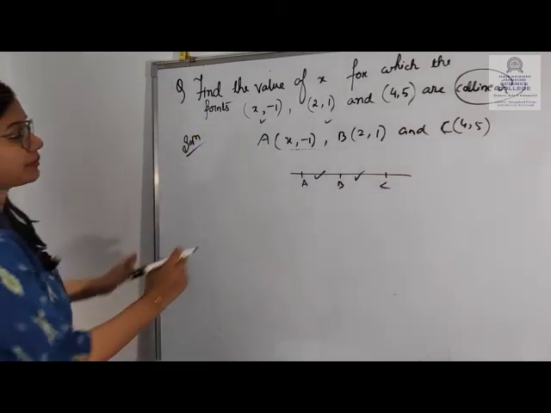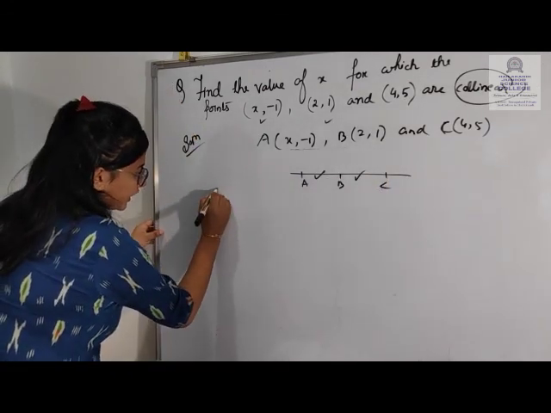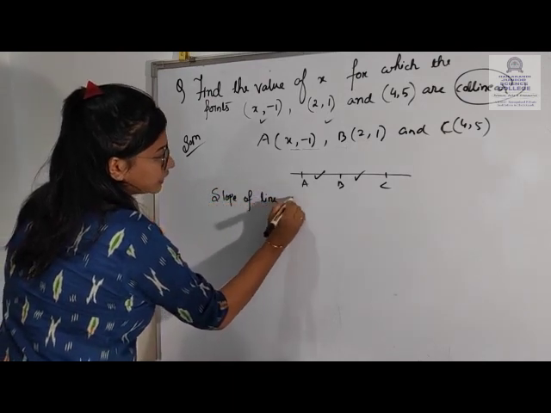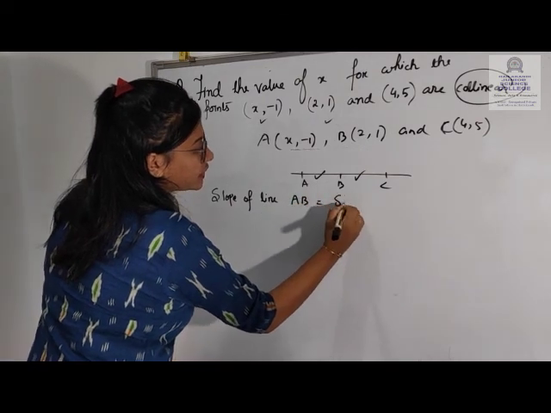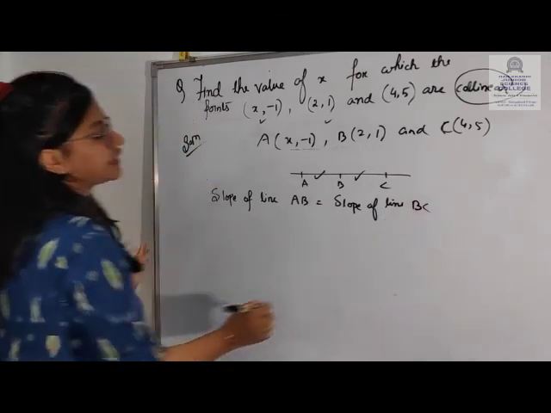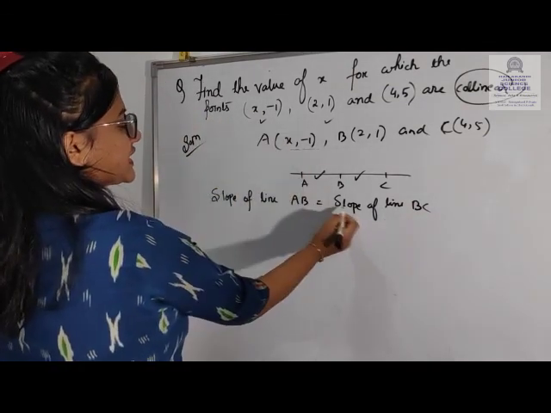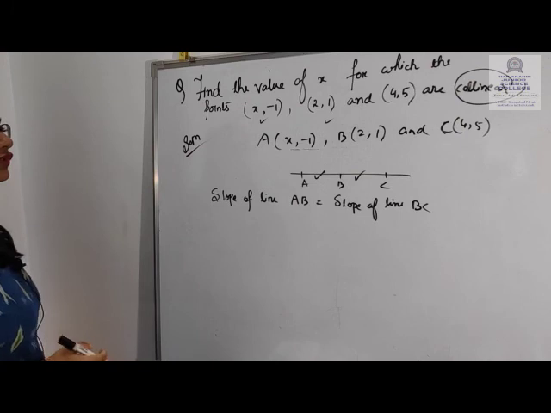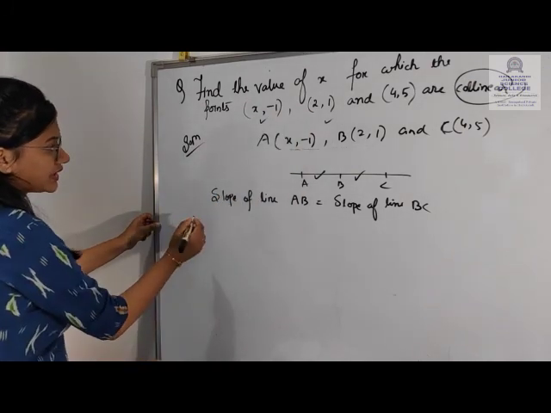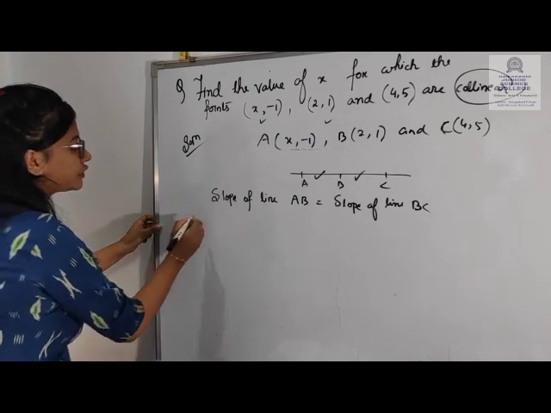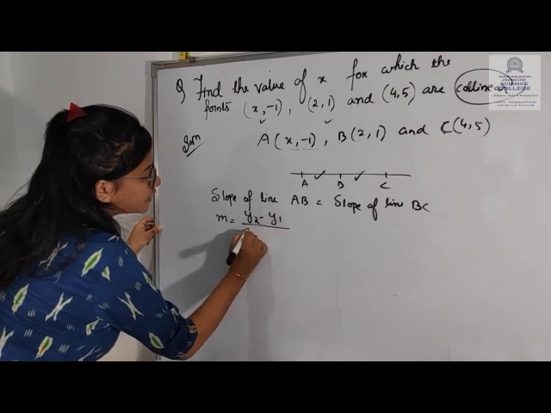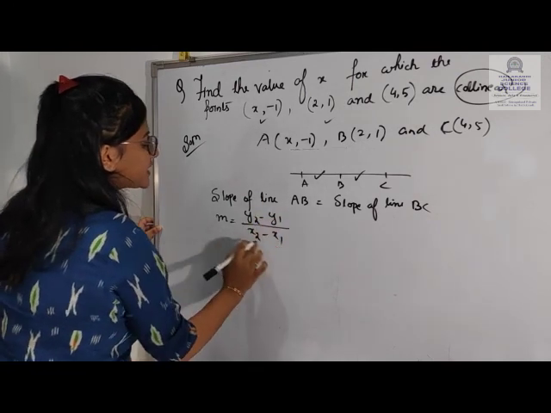So the condition we can apply here is that the slope of line AB is equal to the slope of line BC. Now we can find the slope of line AB. We know the formula for slope. If 2 points are given, we can find the slope of the line. What is the formula for finding slope when 2 points are given? m is equal to (y2 minus y1) by (x2 minus x1). So we will use this formula.